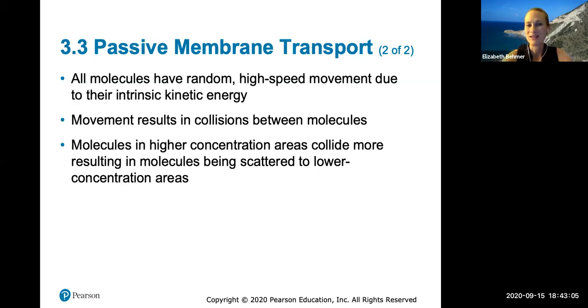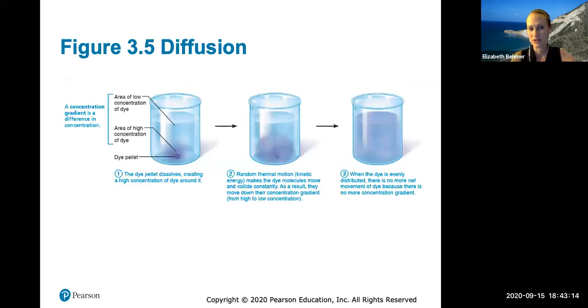Movements will result in a collision between the molecules, and molecules in higher concentration will collide more, resulting in them being spread out or scattered to lower concentration. A couple of examples of this: if you were to spray some perfume in the room, that perfume where it's initially sprayed would be highly concentrated. Eventually, it will diffuse throughout all parts of the room until every area in the room has an equal concentration of that perfume. So that's just simple diffusion, moving from an area of high concentration to low concentration.